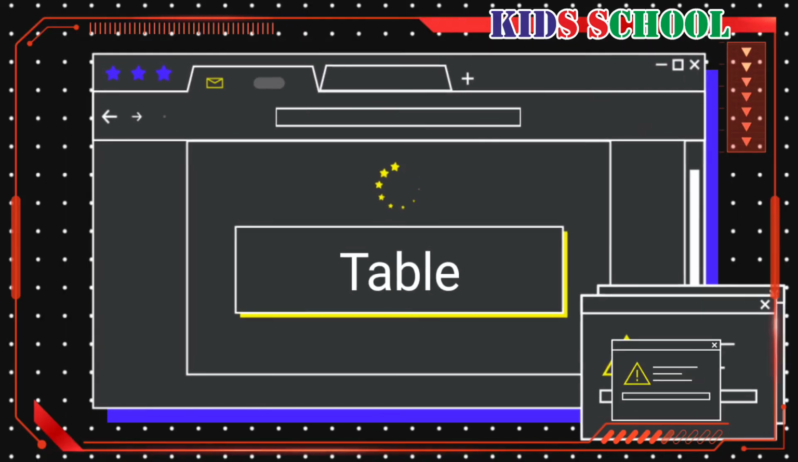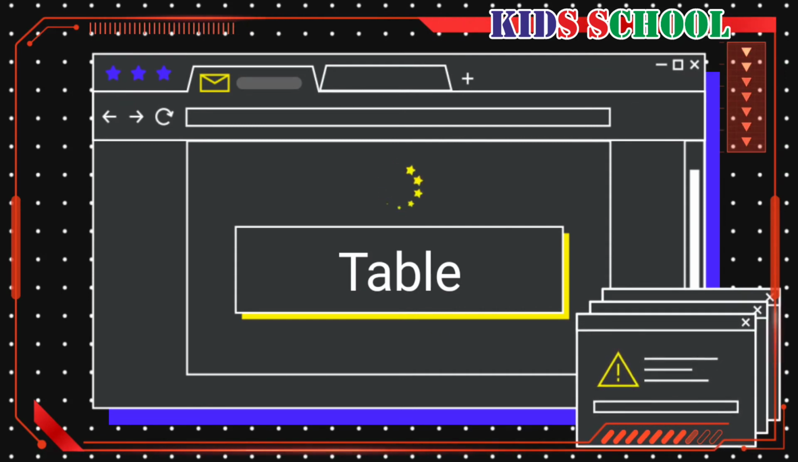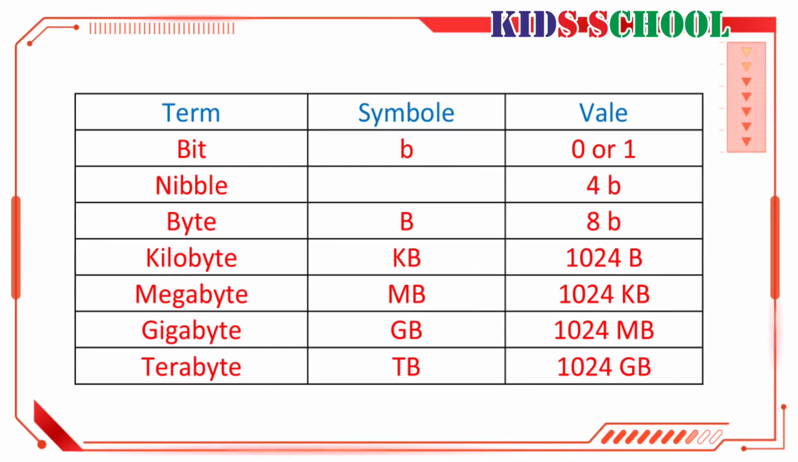So dear students, in this lesson we have learned about storage capacity. So let's summarize it in a table. Now you can see a table with 3 columns. First one is term, second one is symbol, and third one is value. Now we will see the storage capacity with this table. Number 1 term is bit and symbol is B and value is 0 or 1. Second term is nibble, symbol not given here and value is 4 bits. Third term is byte, symbol is capital B and value is 8 bits.